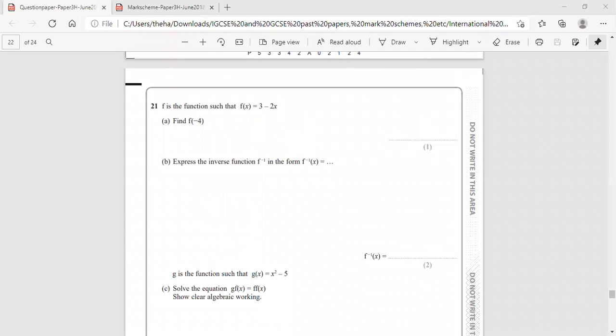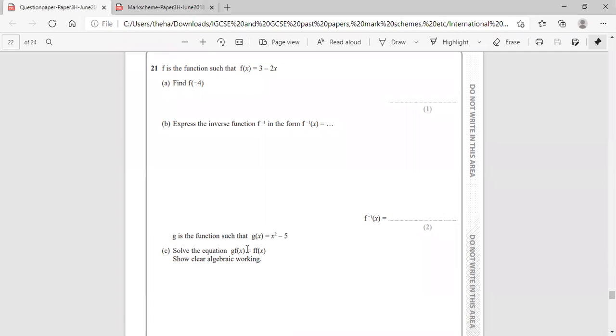Next part, part C. Solve the equation g(f) of x equals ff of x, okay? So, show clear algebraic working. So this is algebra. So, g(f) of x. I'm just going to use all this space up here, okay? g(f) of x. So that means f of x stuck into g of x, okay? So we're going to have to stick f of x, which is this thing up here, 3 minus 2x, into the x in g of x. So that's going to be that squared minus 5. So that is g(f) of x, okay?